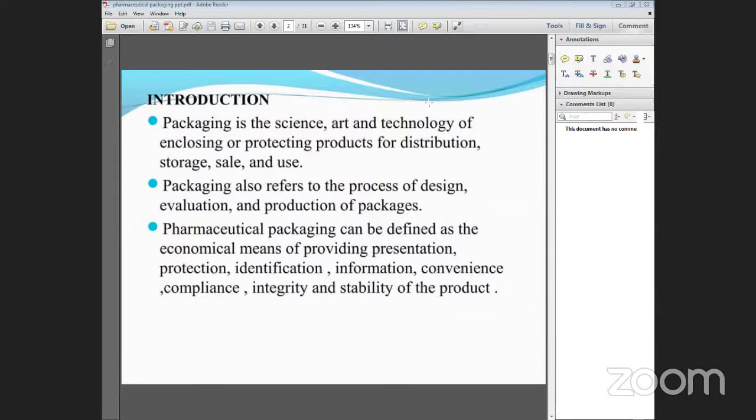After the preparation of the pharmaceutical product, how we can protect them, how we can easily identify them, and what is the information that is needed to know before using the product. That information also matters. The compliance and the integrity, stability. Stability means in a stable form. The product that is prepared must stay in a stable form. So this is the introduction.